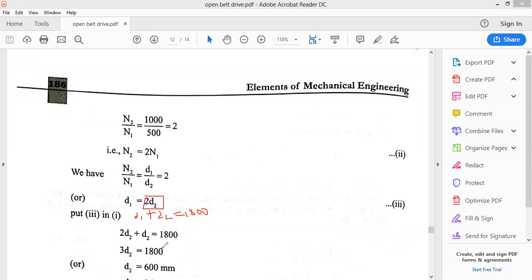3 times D2 is equal to 1800, so D2 is going to be 600 mm. Now, if this is 600 mm, then 1800 minus 600 will give us 1200 mm. That is the bigger diameter, the diameter of the bigger pulley or the driven pulley.